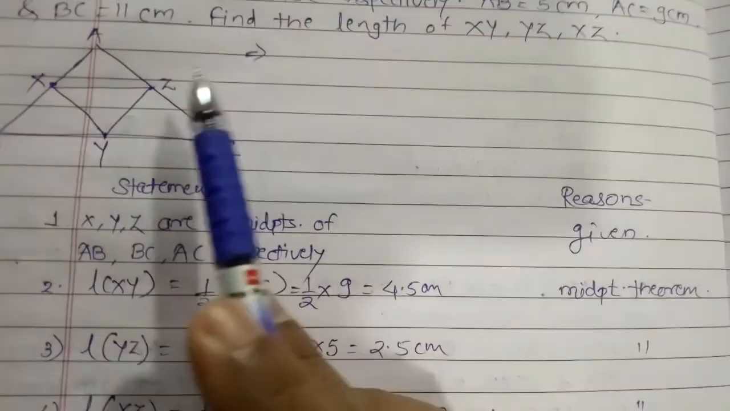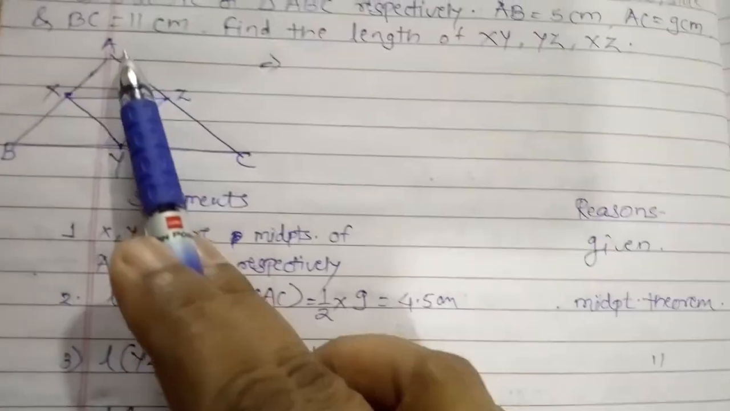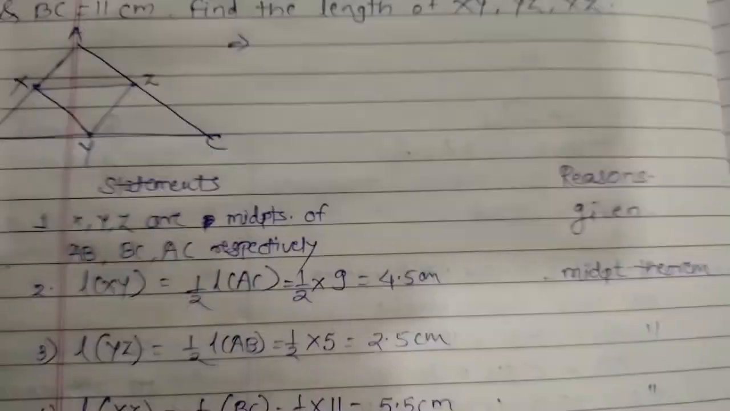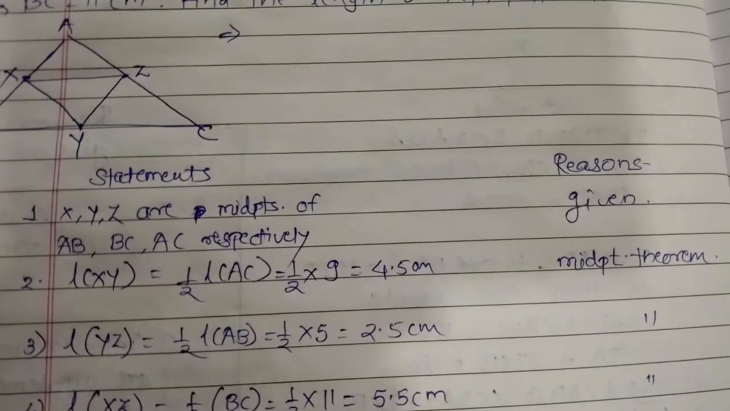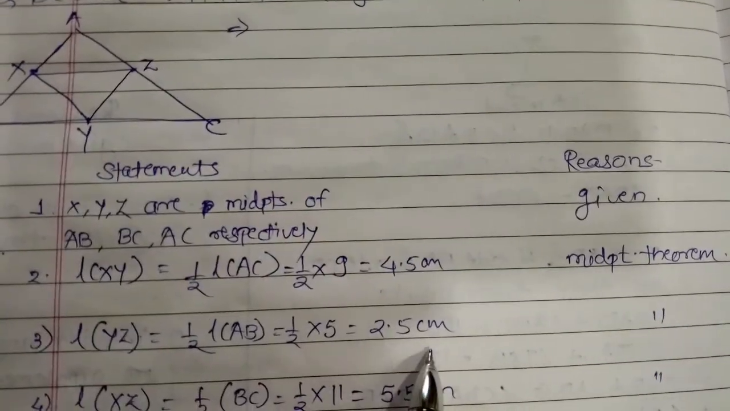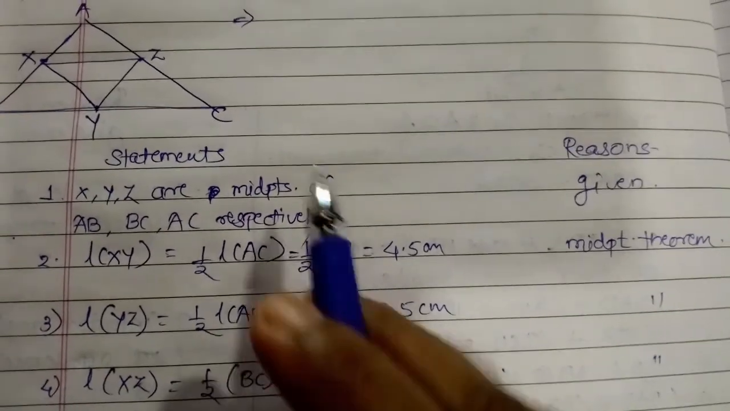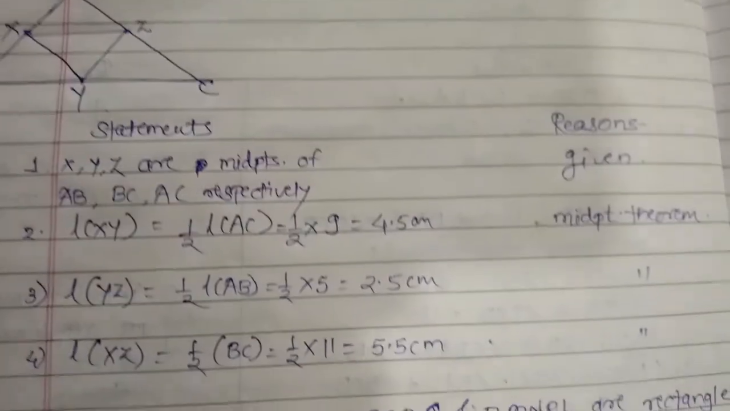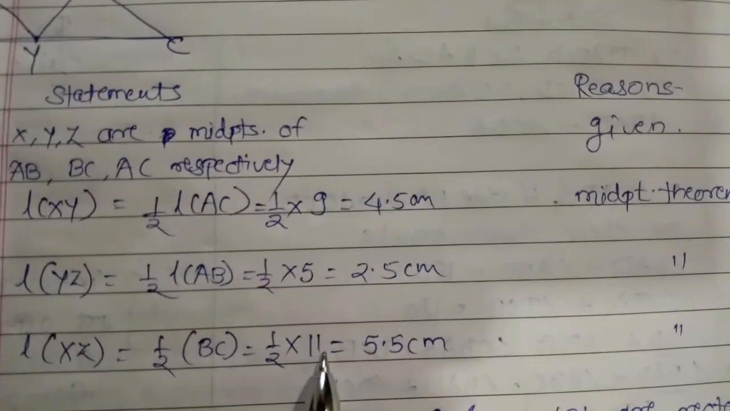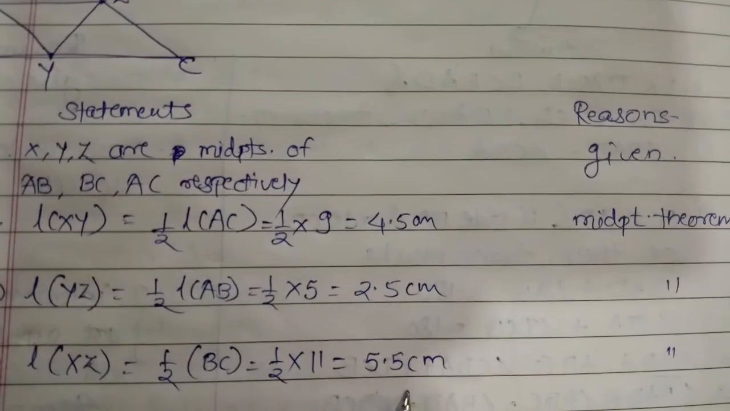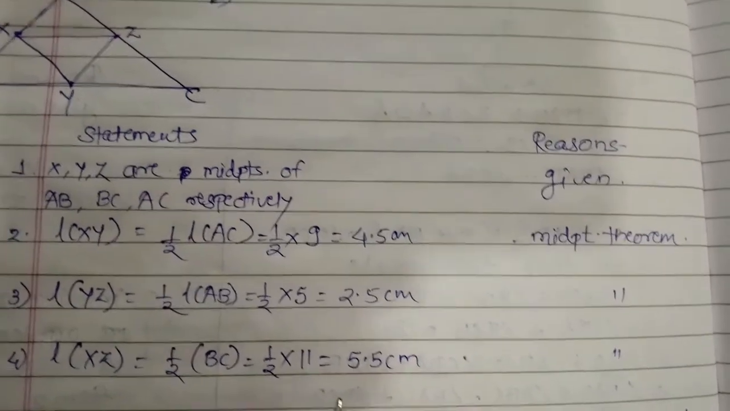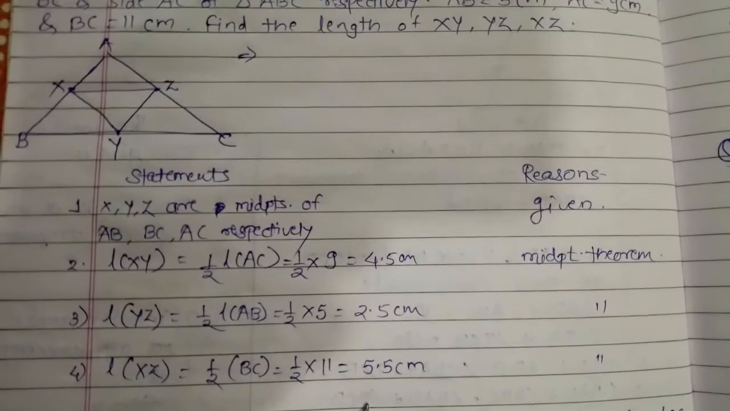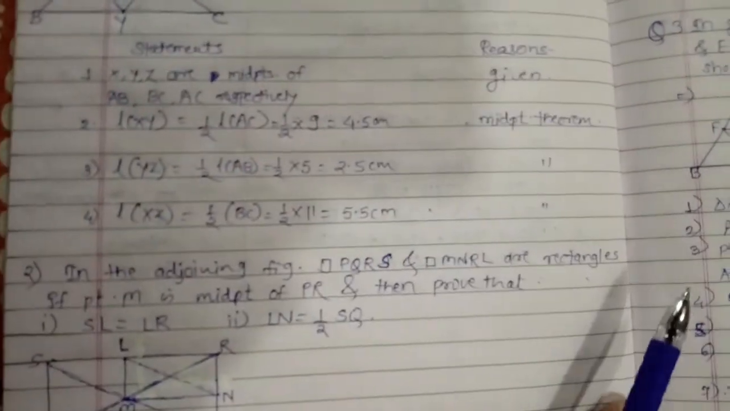Similarly YZ is half of AB, and AB you are given is 5, so it is equal to 2.5 cm. Similarly XZ is half of BC and BC is 11 cm, so half of it is 5.5 cm. If you know the midpoint theorem very well, then you can solve this example. Now see the second example.